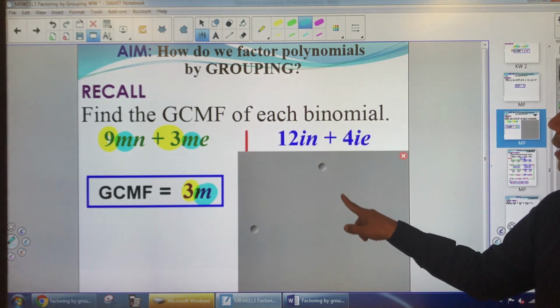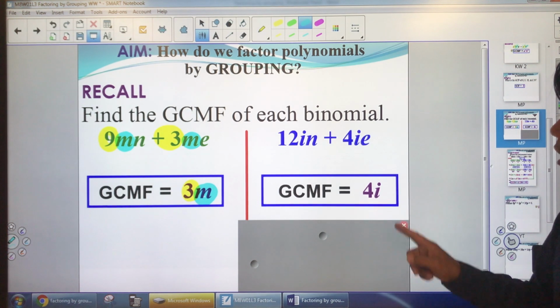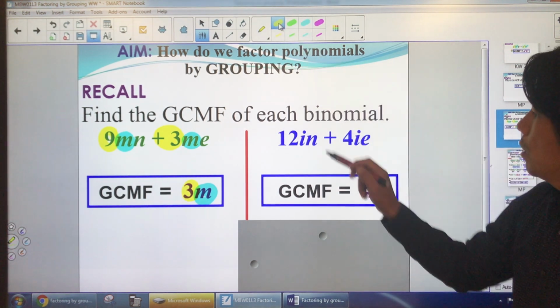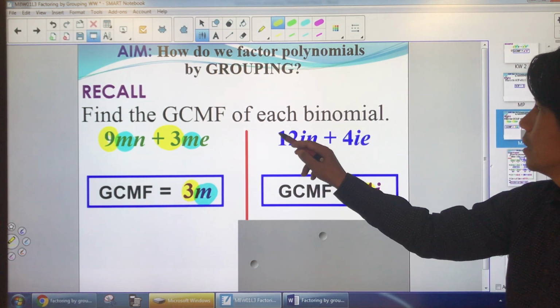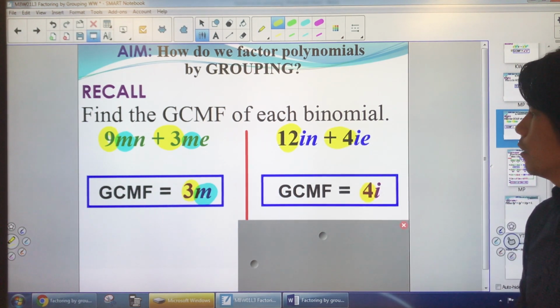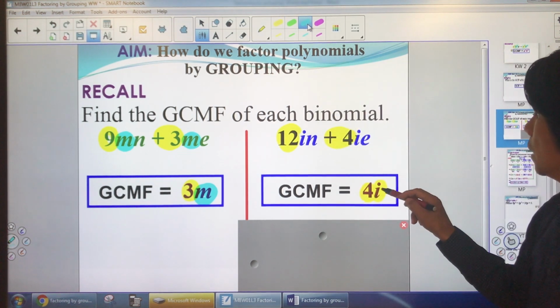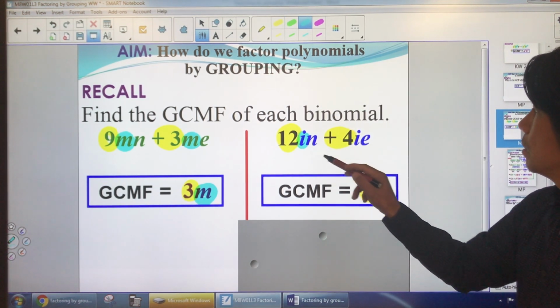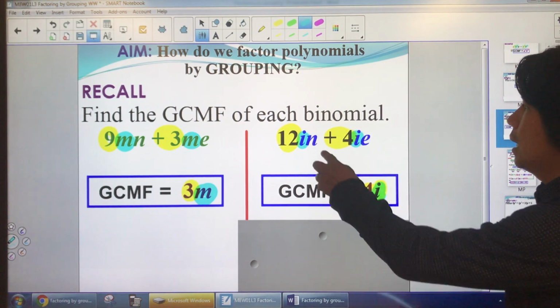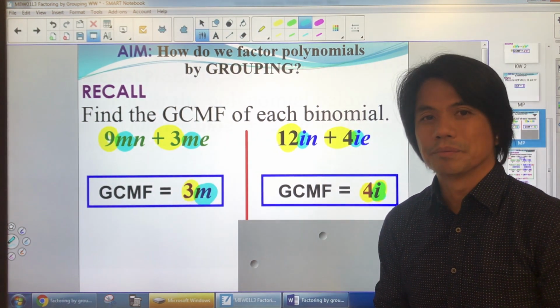How about here? What is the GCMF? Right there, 4i. Why 4i? 4 is the biggest number that goes into 12 and 4 evenly. I appears on both terms, but n and e are not common factors.